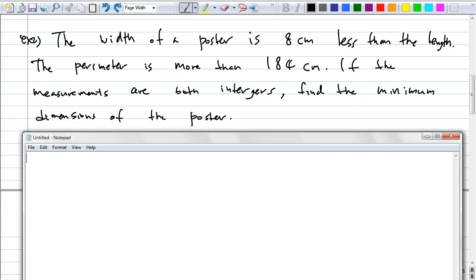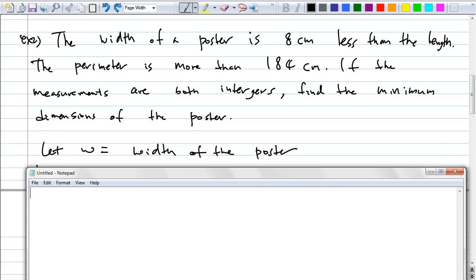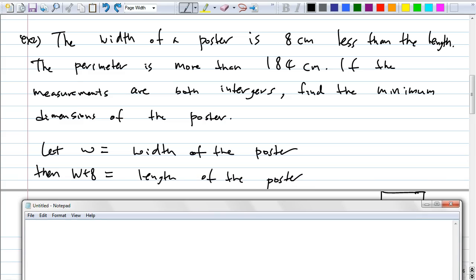If you let width be the unknown, so I let W be the width. What's our length? It says the width is 8 centimeters less than the length. So therefore, the length has to be 8 plus W, or W plus 8. I did W plus 8. Is that okay? Isn't that what you're saying?